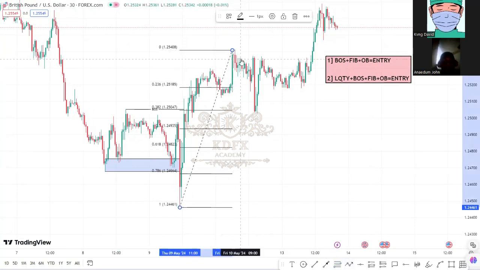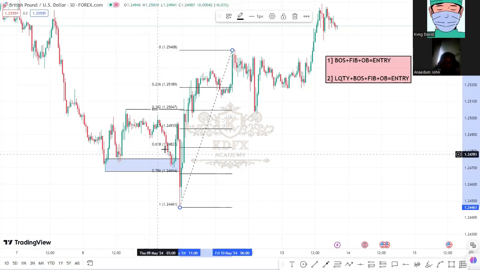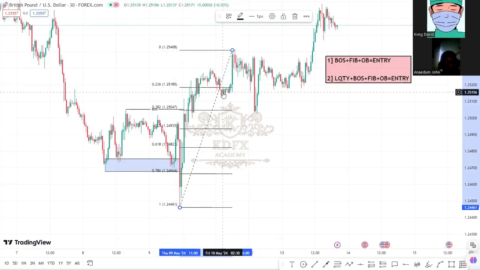So I say that in this Fibonacci, our entry is in two places. It is in the middle of 61.8 and in the middle of 0.5. That is in the middle of this one, 0.618, and the middle of 0.5. But look what happened next. Our order block, that is our entry zone, because we are marking the Fibonacci. Our order block will be in that area of our Fibonacci.